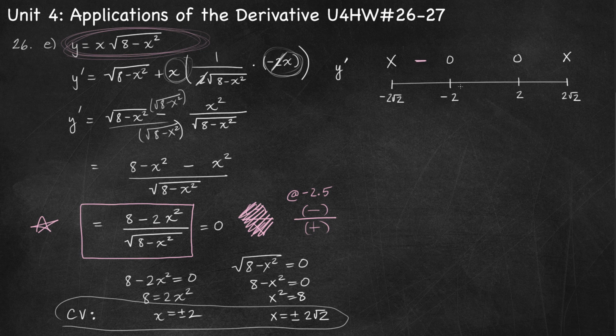Now I need a test point between negative 2 and positive 2. So I'm going to pick 0 as my test point. So at x equals 0, when I substitute that in for the x, I get 8 minus 0, which is a positive numerator, over the square root of 8 minus 0, that's a positive denominator. Positive divided by positive is positive. And then I need a test point between 2 and 2 root 2. So let's use positive 2.5. At x equals positive 2.5, 8 minus 2 times positive 2.5 squared, that's negative.